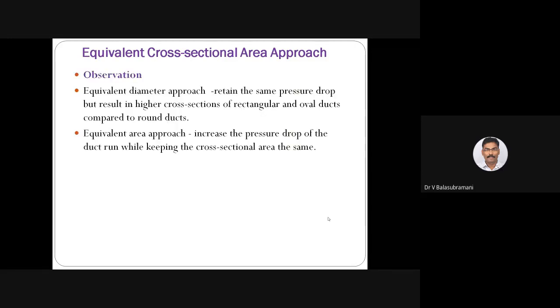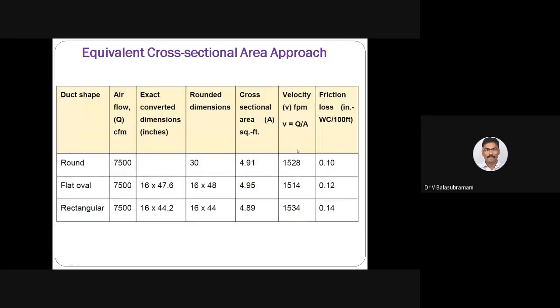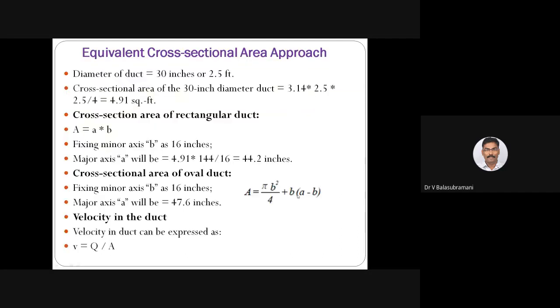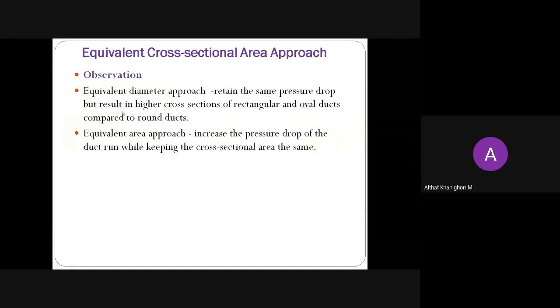So what is my observation based on the equivalent cross-sectional area approach as well as the equivalent diameter approach? In the equivalent diameter approach, it retains the same pressure drop because the frictional loss is a constant, but it results in a higher cross-section area for rectangular and oval ducts compared to round. But the equivalent area approach increases the pressure drop in the duct run while keeping the cross-section area the same.